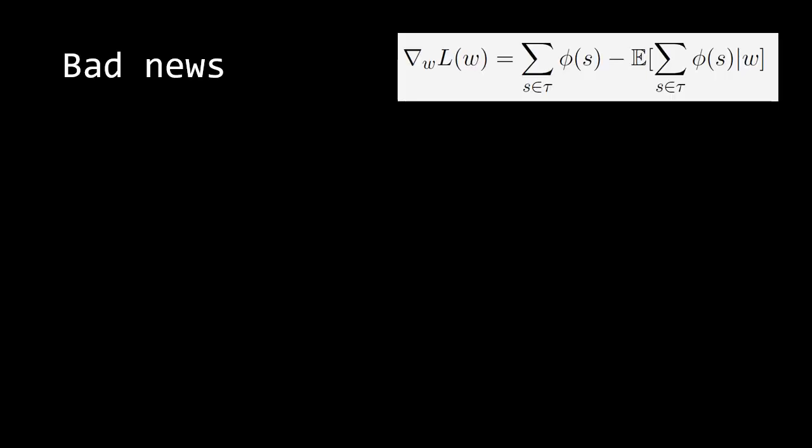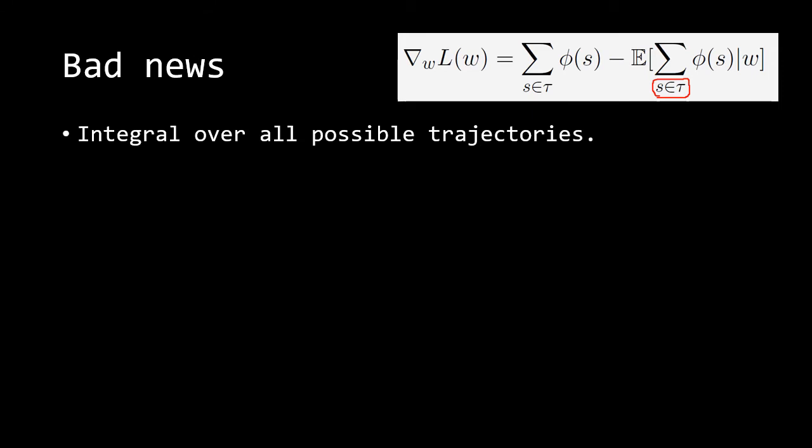The bad news is that you have to iterate. In order to get the expectation, you have to go through all the possible trajectories. And this is the problem with computing the expectation.